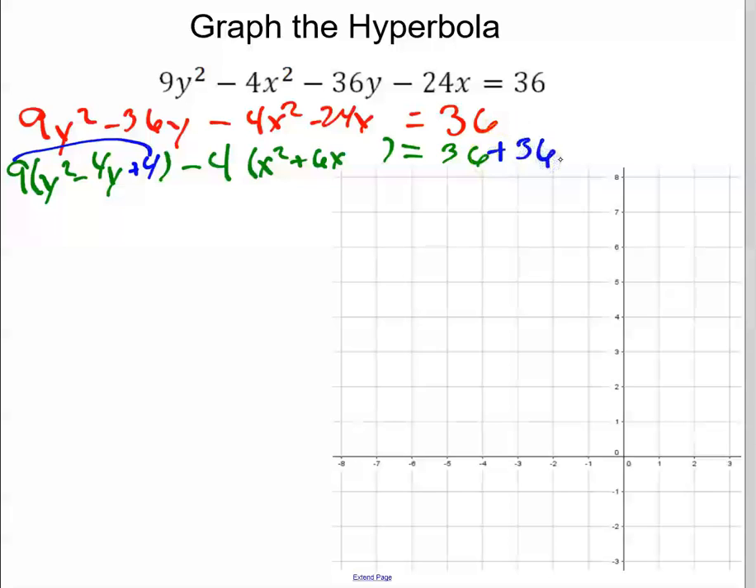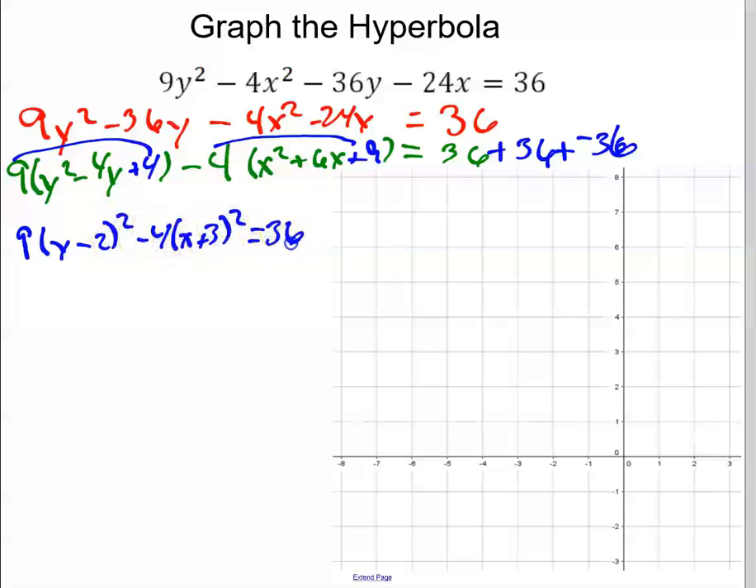All right, then I'm going to do the same thing to the second part. 6 divided by 2 is 3. 3 squared is 9. But that 9 is inside parentheses, and everything inside is being multiplied by negative 4. So I'm actually adding a negative 36 to the left side. So I'm going to add negative 36 to the right side. So I get 9 times y minus 2 squared minus 4 times x plus 3 squared equals 36.